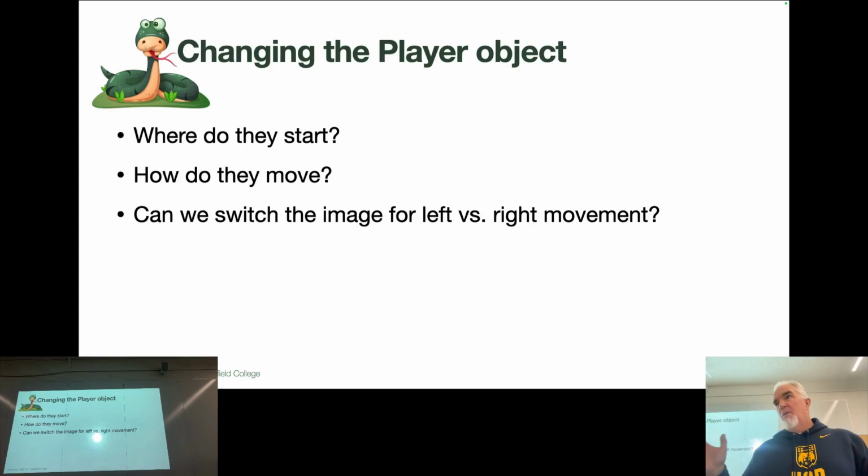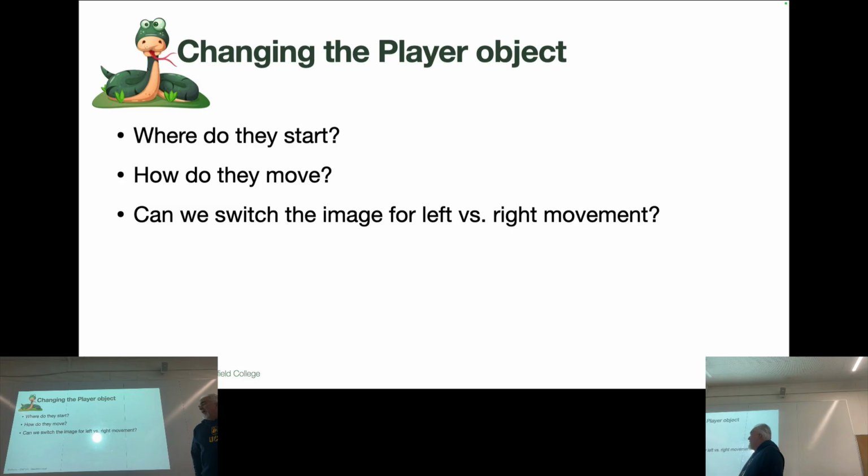We're going to start. We're going to go through the code, and I'm going to show you the things that I need to change. Okay, so the first thing we work on is the player object. We want to change where they start. Obviously, we can't have a skateboarder floating around in the sky, so we have to start him down on the street. We want to limit his movement to only left and right. And then, of course, we're going to work on switching the image for left versus right movement.